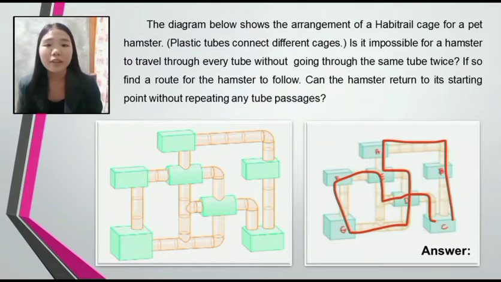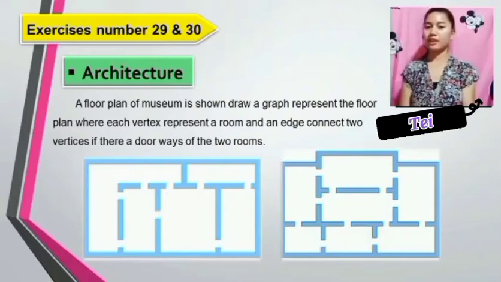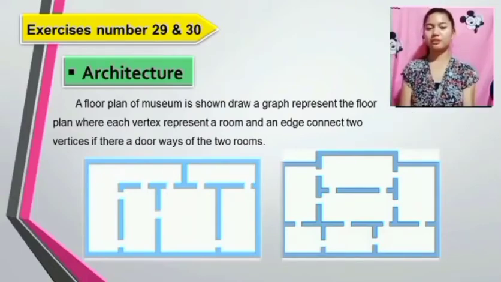On the right side, you can see my answer on how the hamster traveled through every tube. As you can see, the hamster didn't go through the same tube twice. And also, yes, the hamster can return to its starting point without repeating any tube passages. Chapter 6, Architecture. When we say architecture, it is creating buildings, similar to exercises 29 and 30.